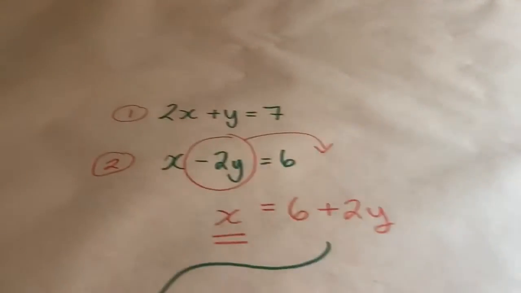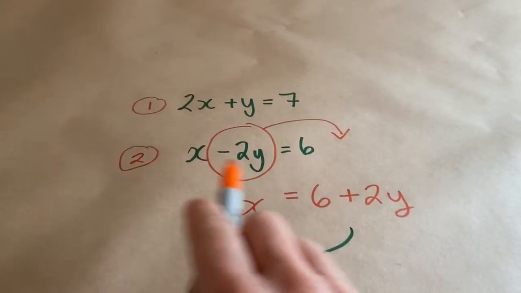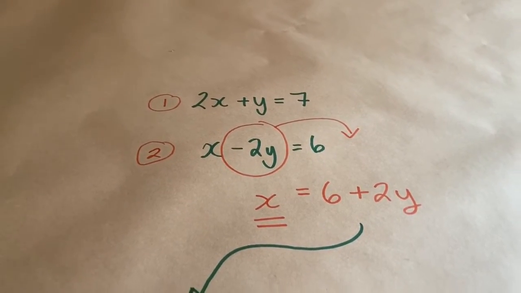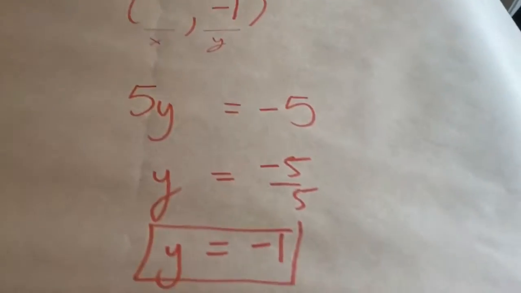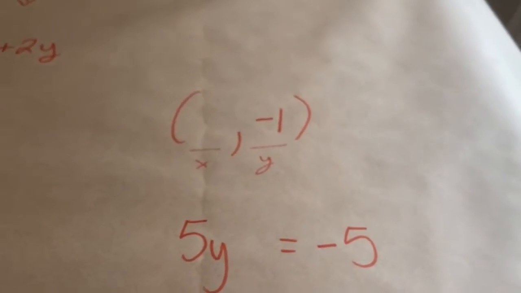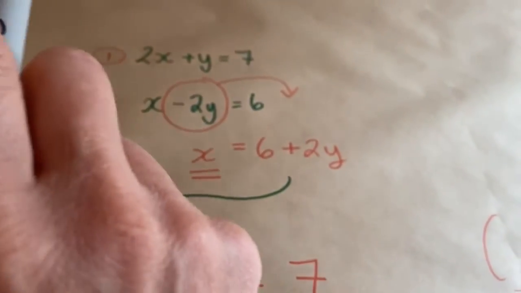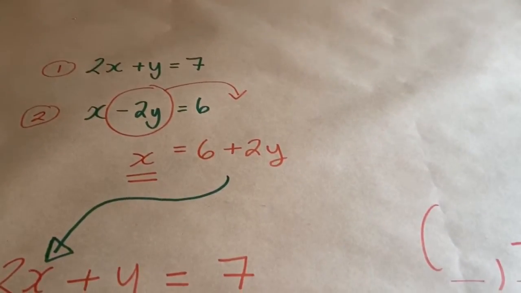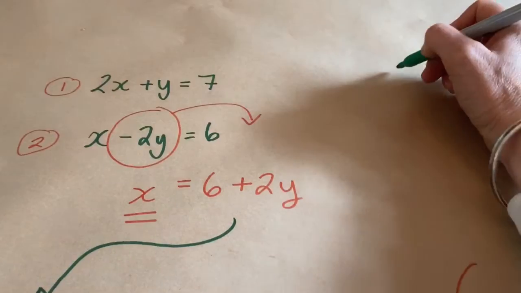Okay, so far we know that for this system of equations, and system of equations just means that you have two equations, so two lines, we know that they intersect when y is equal to negative 1. Now we want to find the x. So at this point, you can pick number 1 or number 2. Either equation will help you find the x. So let's just use number 1.